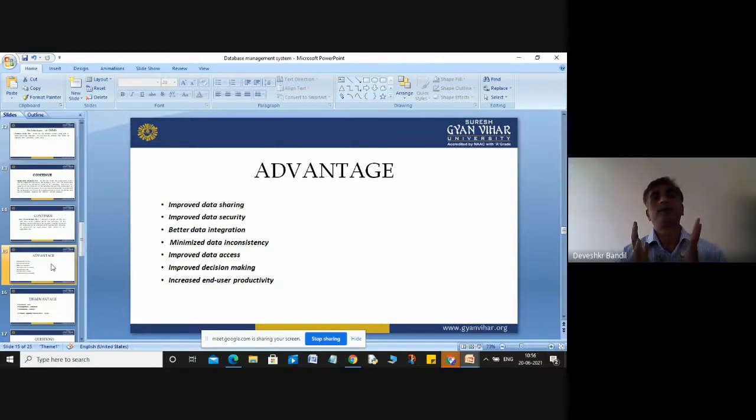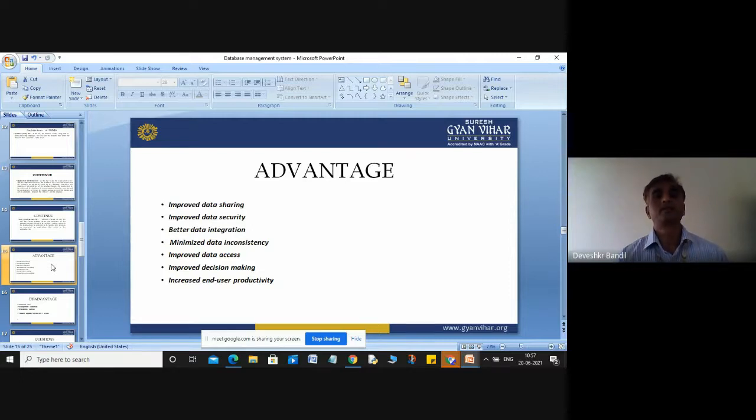When you are making a database, obviously you will make so many tables, and in your tables you will insert so many records. And your record is the collection of your fields. So through the database, you can combine the data in a better way. That's why I said better data integration, and minimize data inconsistency. That is another advantage of your DBMS.